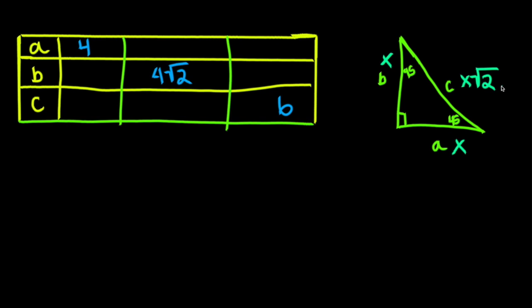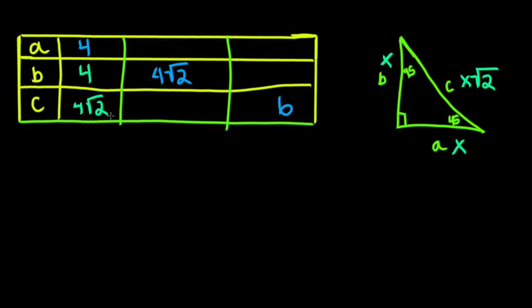So we know that a is x, and since a is x, we can also say that b is x as well. So b is going to equal 4, and then c is going to be x times the square root of 2, which we know is 4 times the square root of 2.